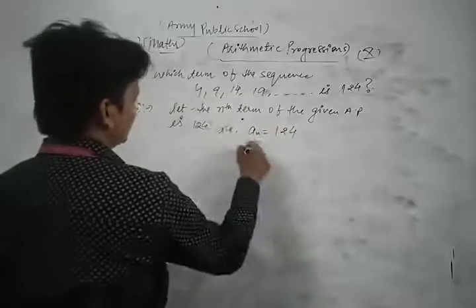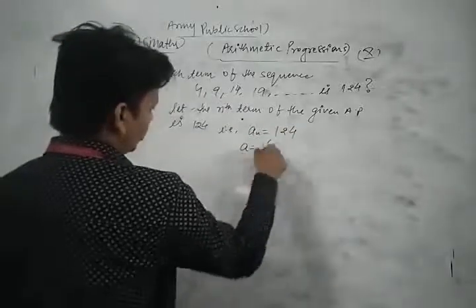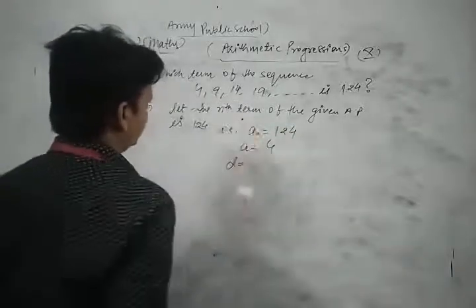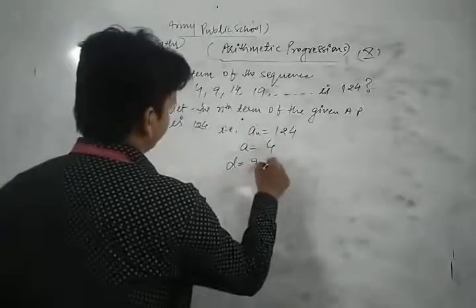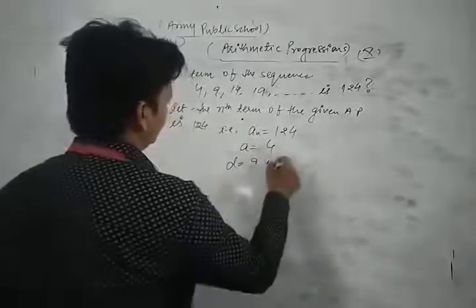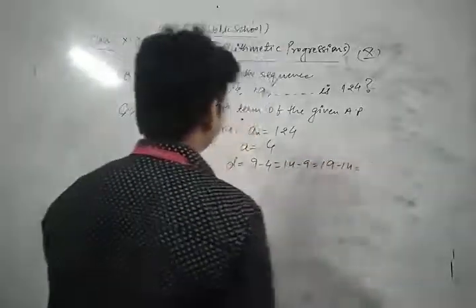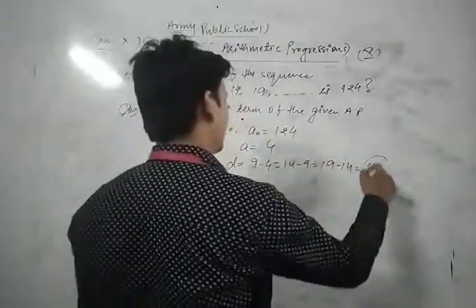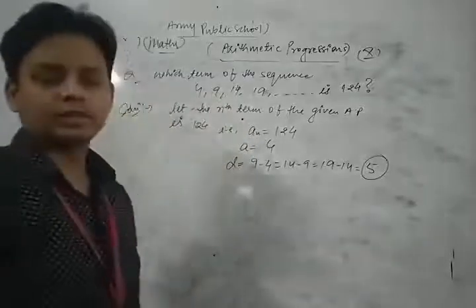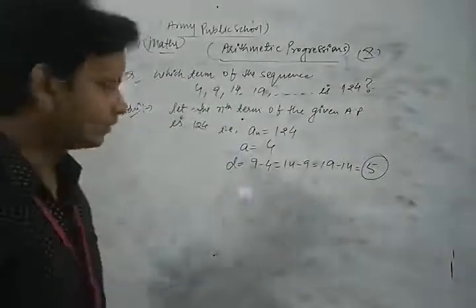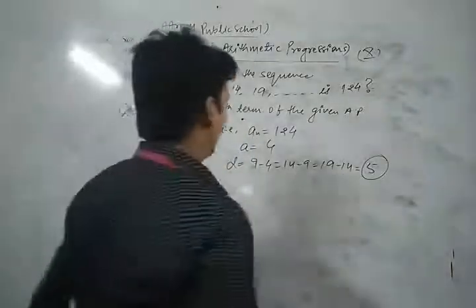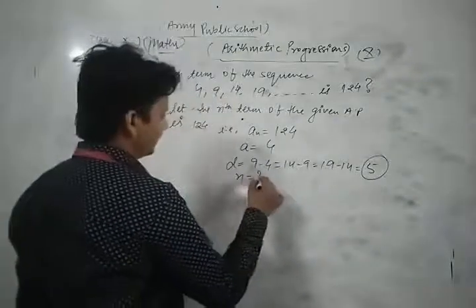The first term of the given sequence is 4, and the common difference is 9 minus 4, or 14 minus 9, or 19 minus 14, which is equal to 5. Because the common difference is the same, the given sequence is an AP. So here the common difference is 5, and we find the number of terms n.